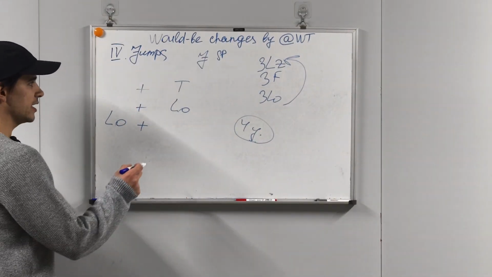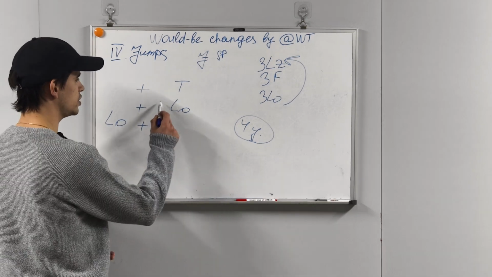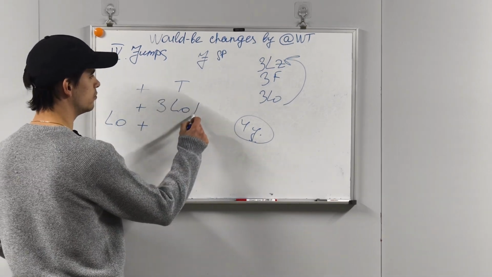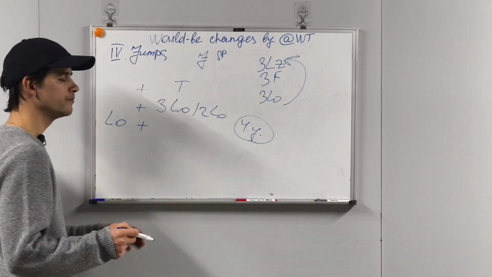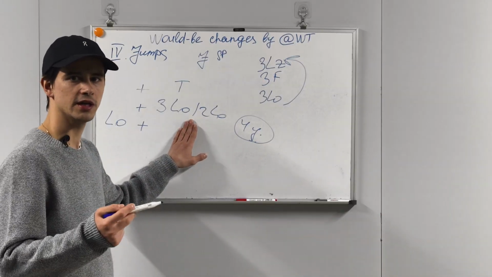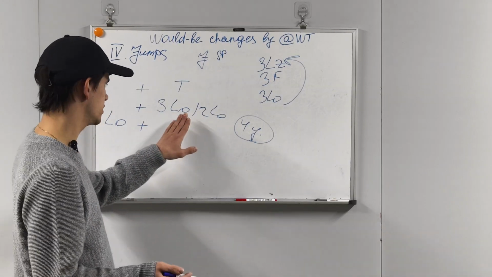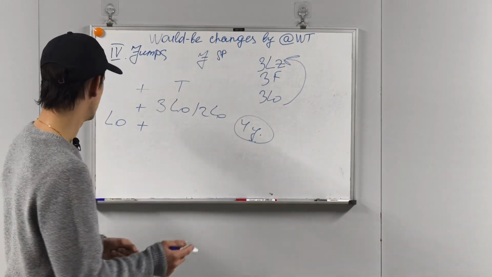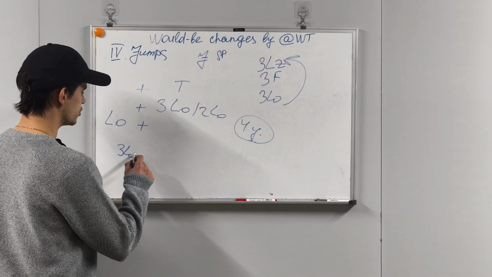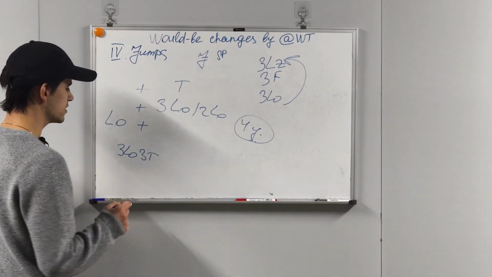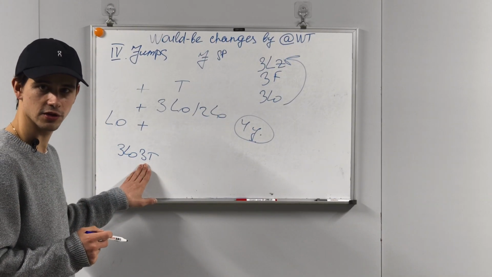The problem is that almost no one does a jump combination with a triple loop or a double loop in a short program. It's very difficult and it's even risky. It's more risky than with a triple toe. Besides, the combination triple loop, triple toe is considered to be one of the most difficult.